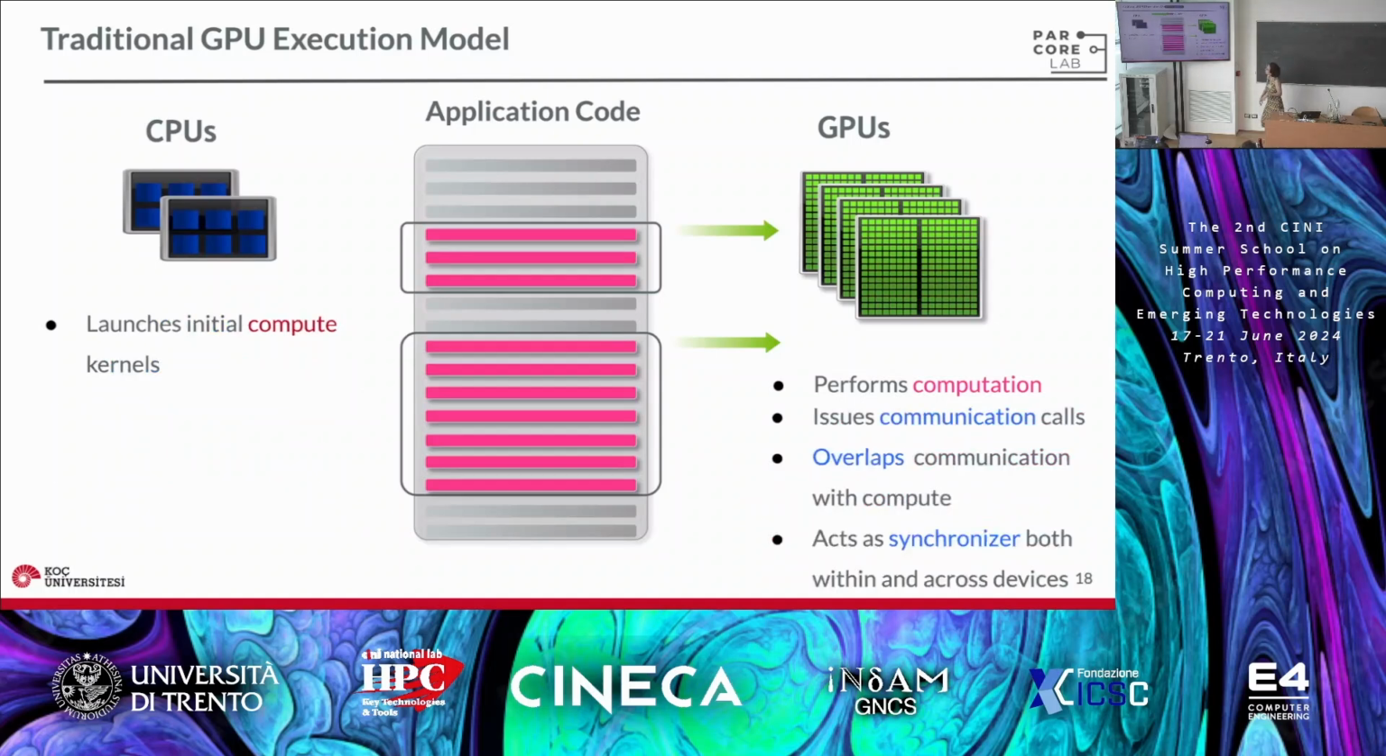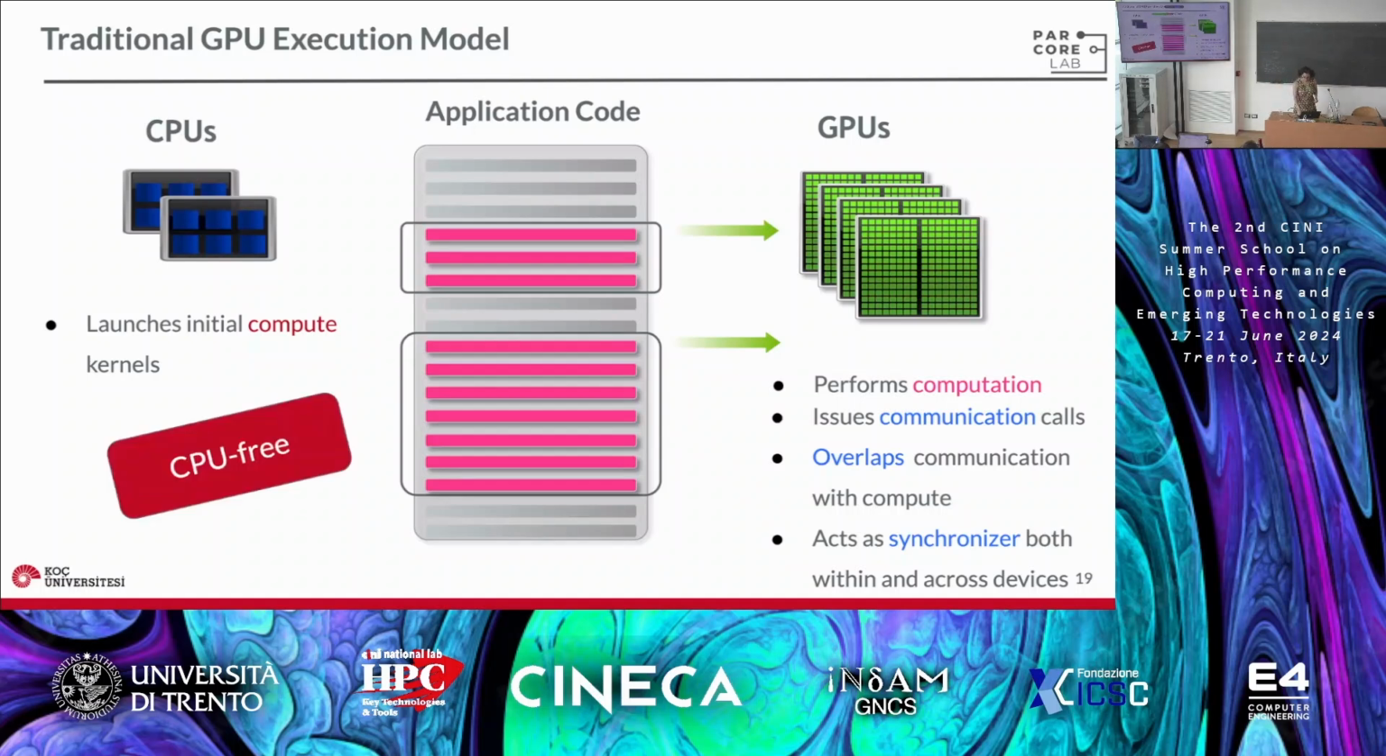But what if we move most of this control and data path to the GPU, and the CPU just initiates the initial kernel launch, and the rest is handled on the GPU side? So the GPU performs the computation, issues the communication call, overlaps communication with computation, and also does the synchronization. And I refer to this as CPU-free execution.